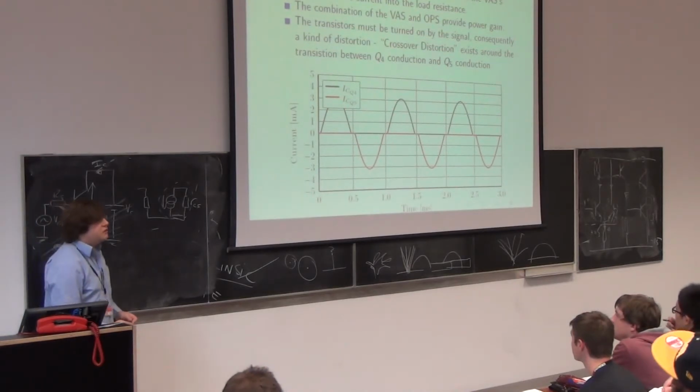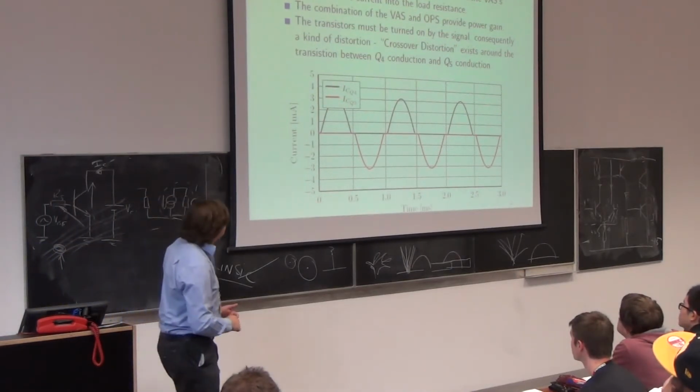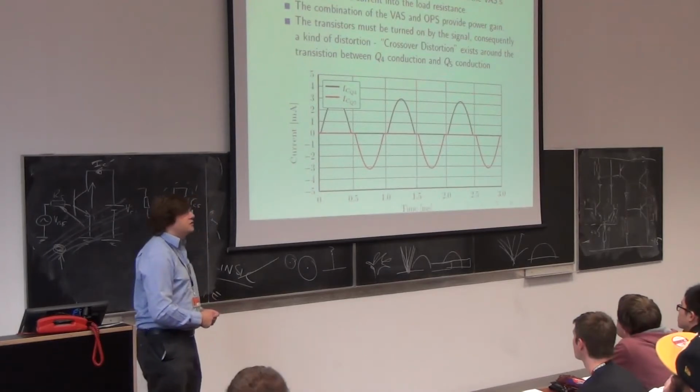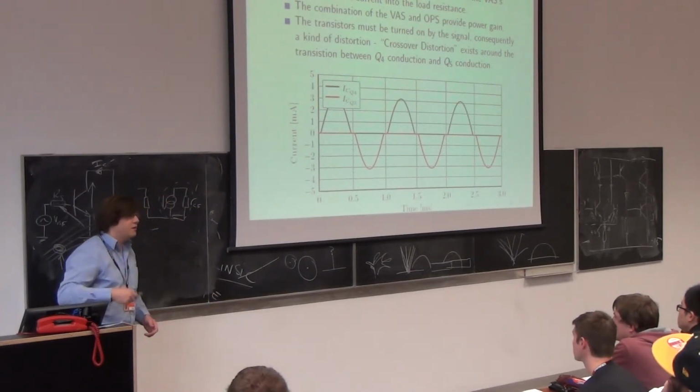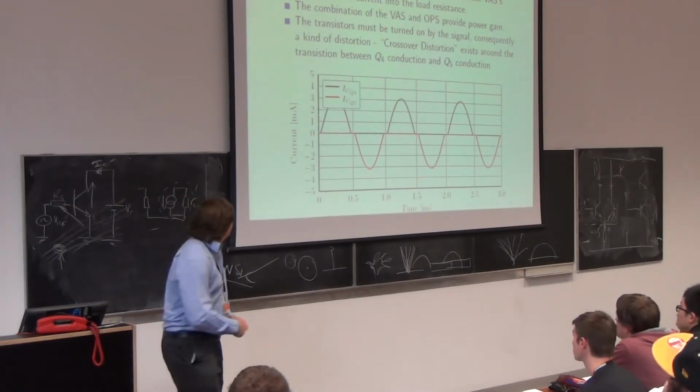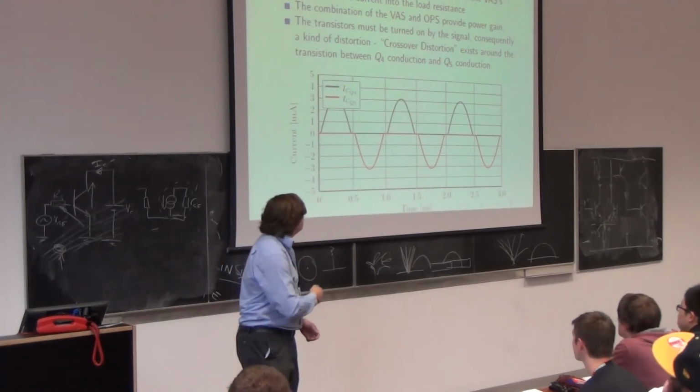A result of the signal needing to turn on the transistor is this crossover distortion. And if you've been in the amplifier lab, you've seen it. And it looks from a textbook a bit like this.